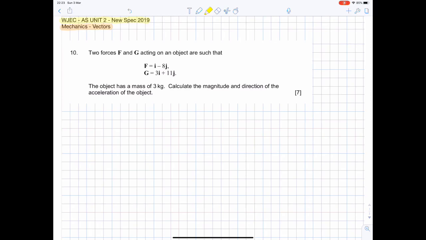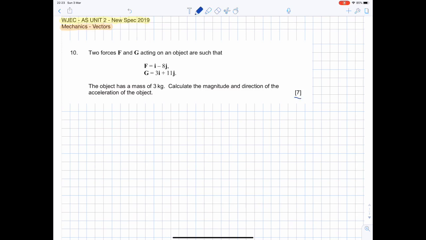Hi, today we are going to be studying the WJEC AS Unit 2 new spec, Mechanics Vectors. Below you can see a typical vectors question that you can expect to see, worth 7 marks. So let's have a read.